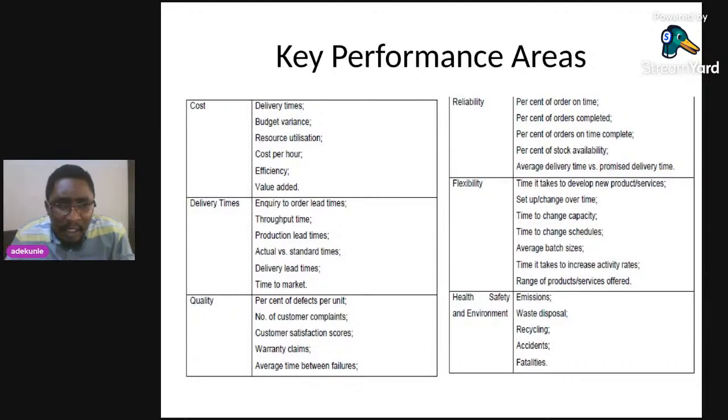When you talk about quality, we are looking at the percentage of defects, the number of customer complaints, and these are things customers are looking at checking out. Then you talk about reliability, you're looking at the percentage of orders on time you get out of your shop, the percentage of orders completed, the percentage of orders you're responding to. When you talk about flexibility, you are looking at time to change capacity, your setup cost, the time to change schedules. Then lastly, you look at health, safety and environment. It matters a lot to customers if you're doing well in the area of emission, waste disposal, and recycling. So these are key performance areas that you want to set indicators for within supply chain.